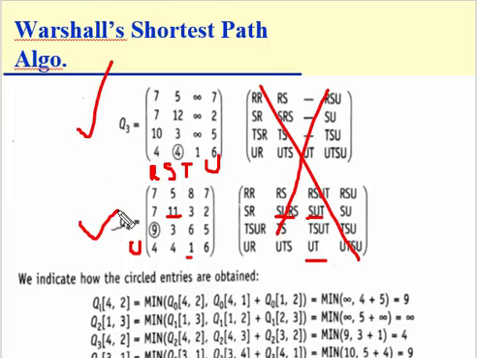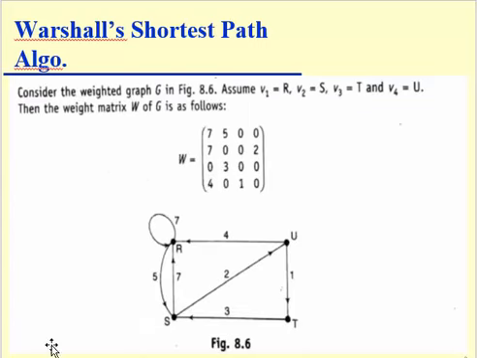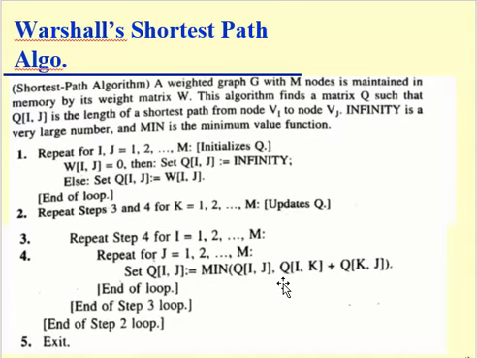So in your graph, if there are 4 nodes, you need to find out Q1, Q2, Q3 and Q4. Q0 is similar to your weight matrix that is given. Only thing that you need to change is that 0 is being replaced by infinity. So I have used this formula that Qk ij is minimum of Qk minus 1 ij or Qk minus 1 i to k plus k to j. Now this algorithm is similar to the one that we have done for path matrix. Only thing that is changed is this formula.